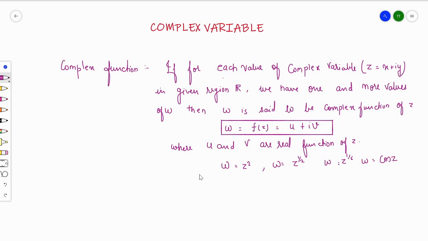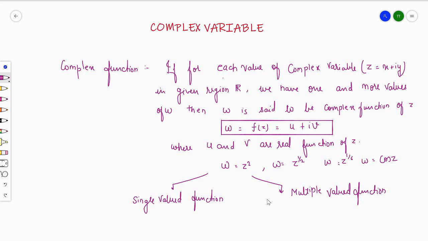Okay, so there are two kinds of complex function. First is a single valued function, and another is a multiple valued function. What is a single valued function? For each value of z, there is only one corresponding value of w, then w is said to be a single valued function. For example, w which is equal to z square.